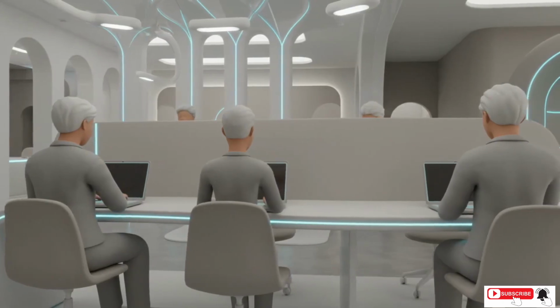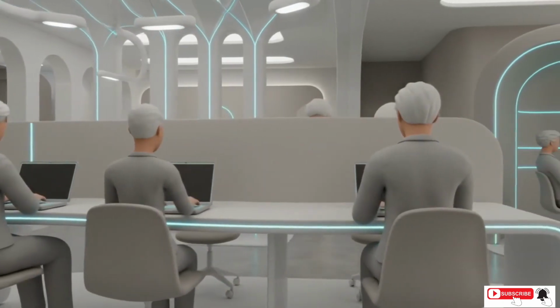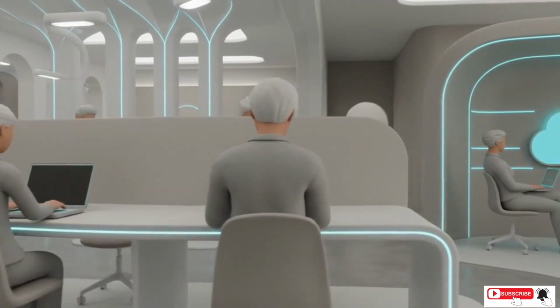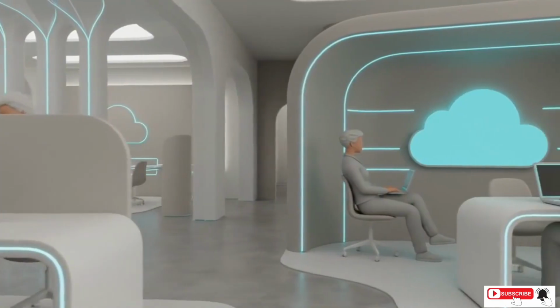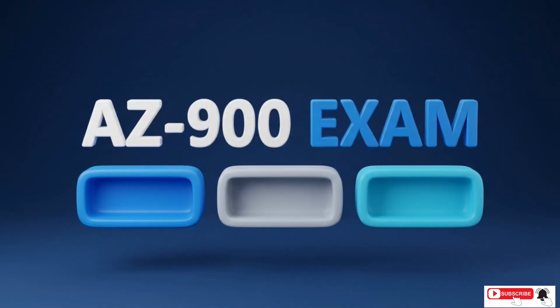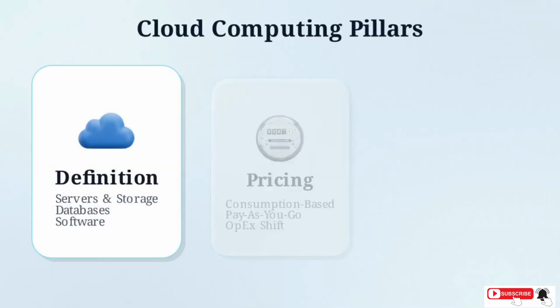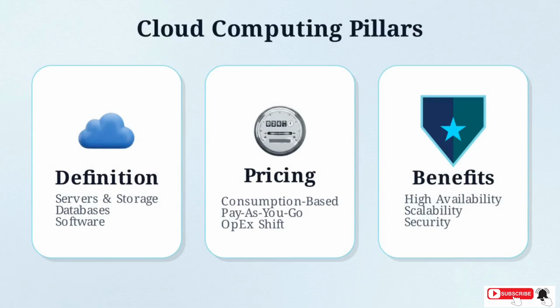Imagine running a global enterprise, supporting thousands of employees and millions of users without owning a single server or managing a physical IT room. That is the core reality of cloud computing. To master the AZ-900 exam, you need to understand three specific things: how the cloud is defined, how you pay for it, and the operational benefits it provides to a business.